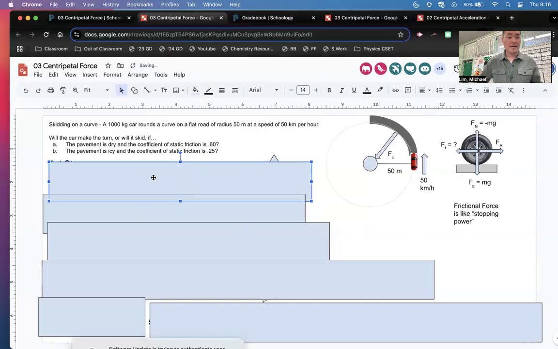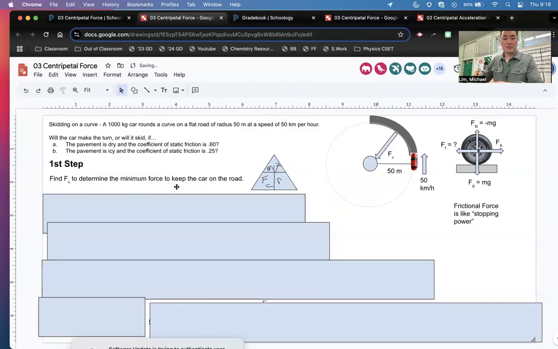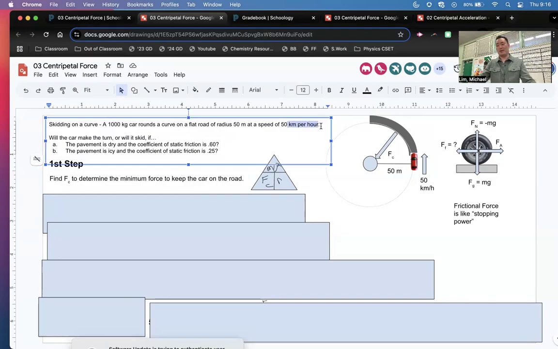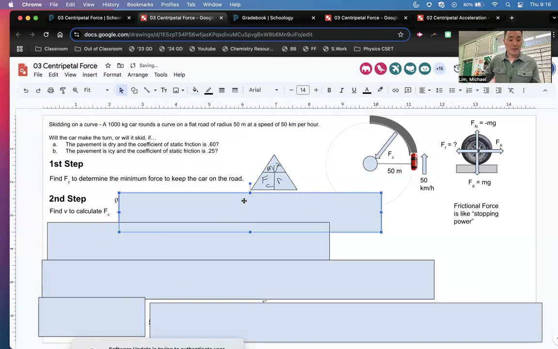All right, first step, find the centripetal force. What's the minimum force required to keep the car on the road before we even talk about friction? So we're gonna use that triangle from our warm-up. F sub C equals mass times velocity squared divided by radius. Why radius? Because the car is actually moving in a circular motion whenever a car turns. Now, in order to find F sub C, we need to find V, because V is in a unit we can't use, right? Kilometers per hour is not meters per second. So find V.